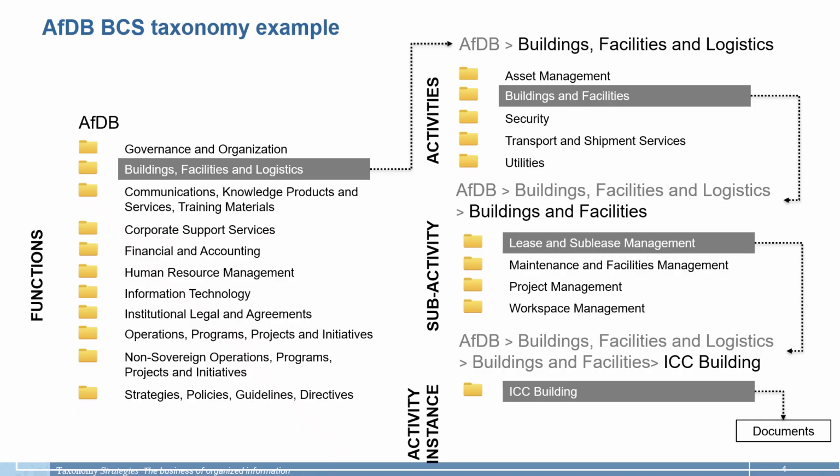This diagram shows an example of a business classification schema taxonomy. In this example, the buildings, facilities, and logistics function has a business process activity, buildings, and facilities, and a subactivity, lease and sublease management. There is an activity instance for a specific building under which documents related to the lease and subleases are filed.